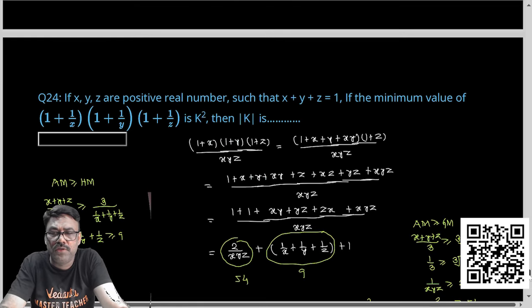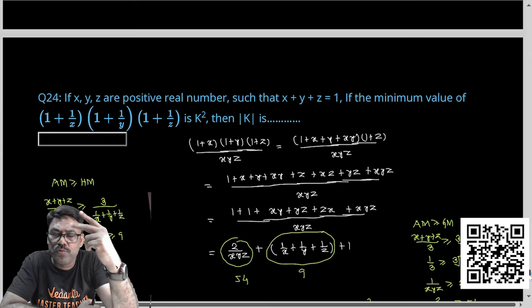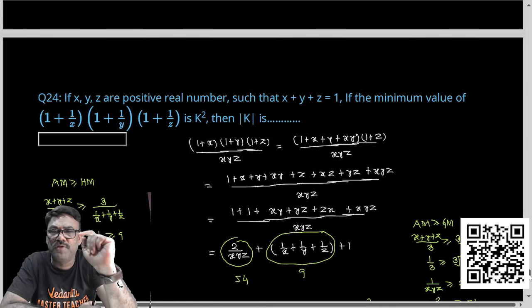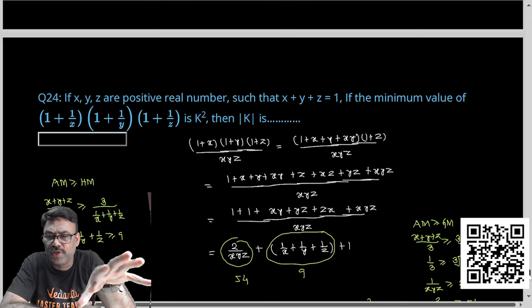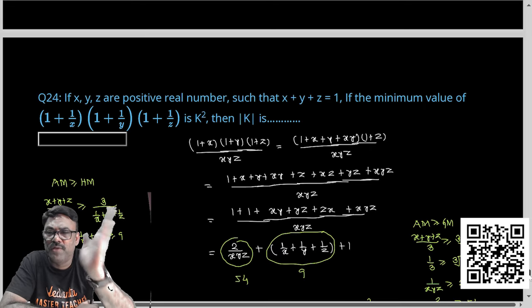And how will it strike you that the question is based on AM, GM, HM? Basically two hints are there. First, numbers are positive. AM, GM, HM is applicable for positive numbers only. And the sum is given and you have to get the product and sum of reciprocals. So sum and product, AM-GM; sum and sum of reciprocals, AM-HM.